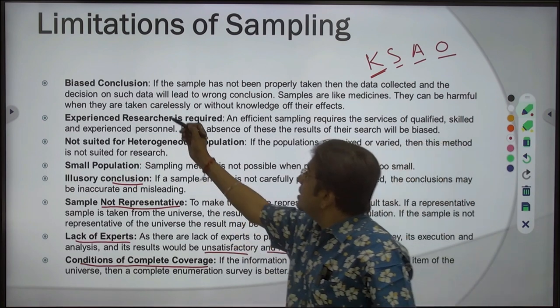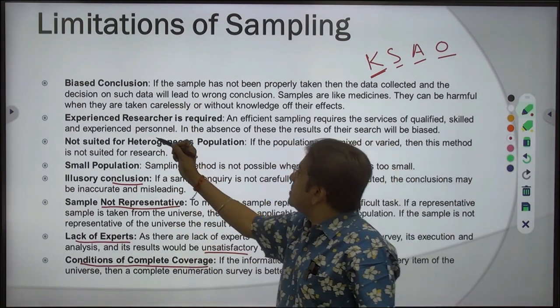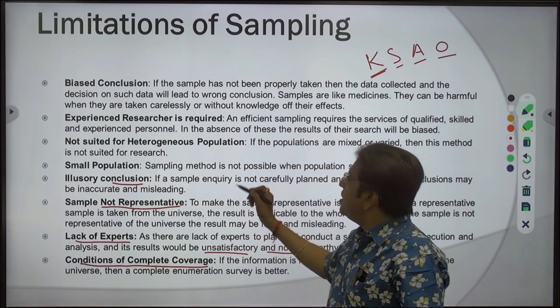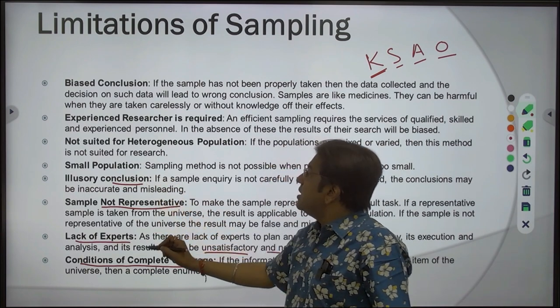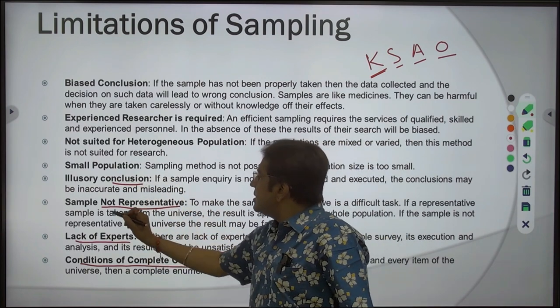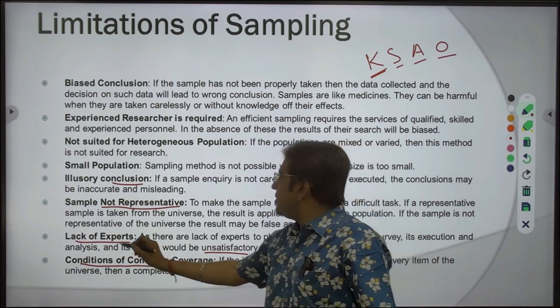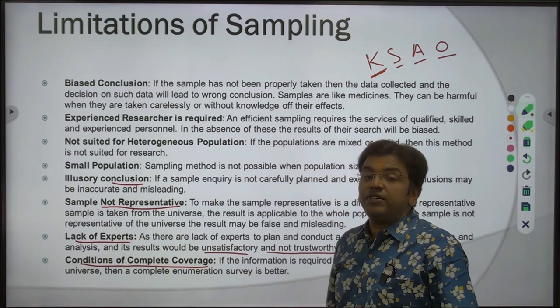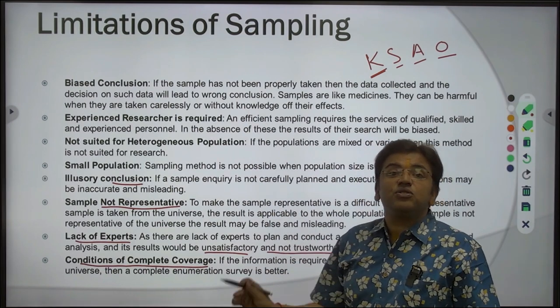The first one is biased conclusion. Second is experienced researcher is required. Third is not suited for heterogeneous population. Fourth is a small population. Fifth is illusory conclusion. Sixth is sample not representative. Seventh is lack of experts. And eighth, conditions of complete coverage. So these are the limitations of the sample.